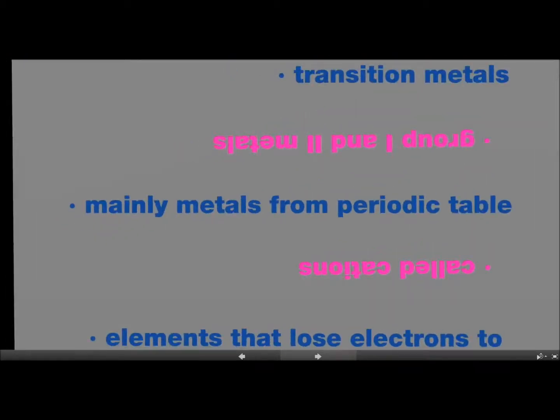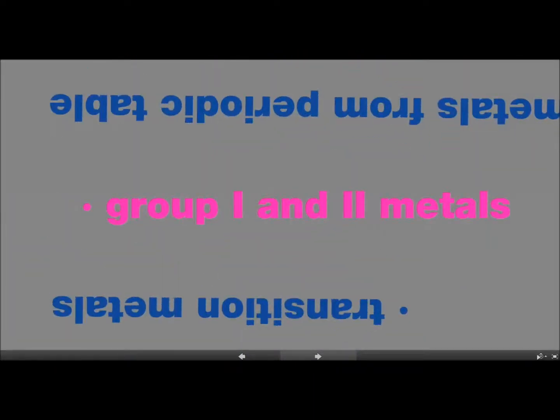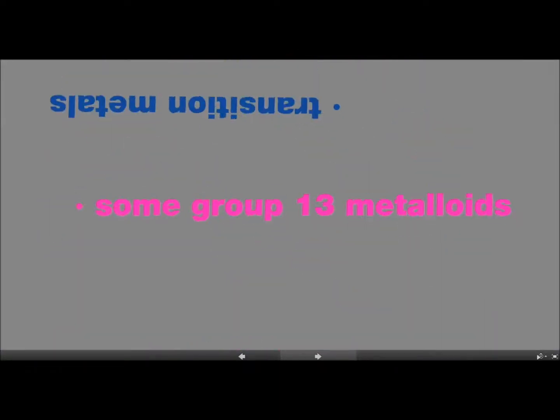They're mainly going to be metals from the periodic table. Metals in the periodic table is going to be all of group 1 and 2, which means column 1 and 2. It's going to be all of the transition metals. That's going to be that block in the middle. And then some of group 13.